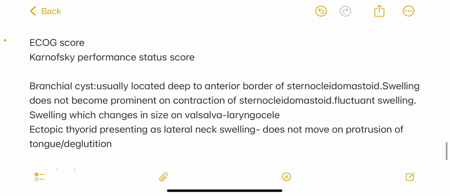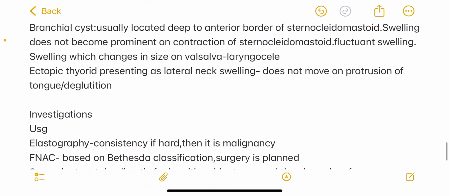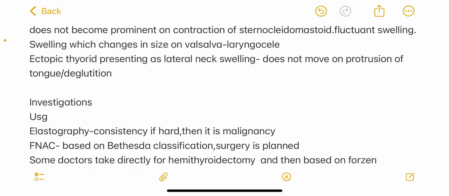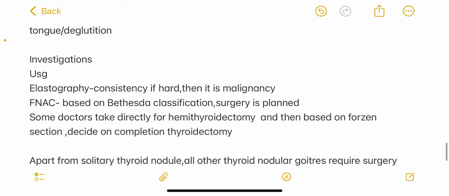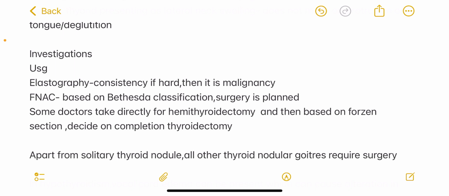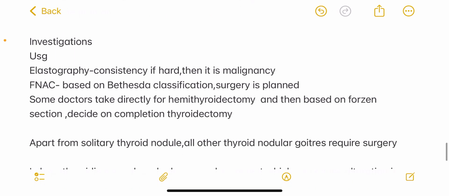So investigations, USG is the first investigation. Then elastography is also nowadays very much done. It helps to find the consistency. If it is hard, then it is malignancy. Then FNAC, and based on the Bethesda classification, surgery is usually planned. But some doctors directly take up for hemithyroidectomy, and then based on the frozen section, they decide on completion thyroidectomy. So apart from solitary thyroid nodule, all other thyroid nodular goiters require surgery. Solitary thyroid nodule is the only nodule which does not require surgery as a compulsory thing. So all other thyroid nodular goiters, they require surgery.